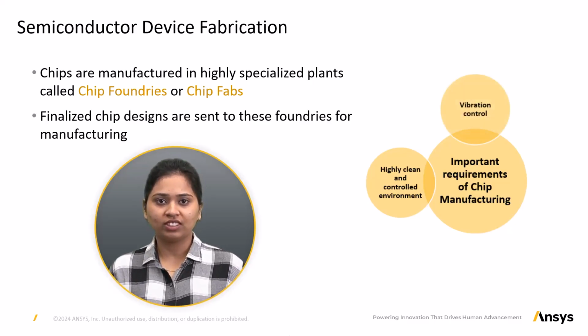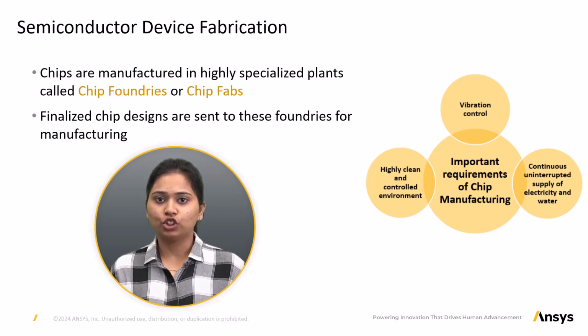Vibration can also cause damage or errors in the chip manufacturing process. Hence, the surface on which the raw material is mounted needs to be stable and have vibration damping. A continuous supply of electricity and water is required as both are crucial for the chip manufacturing process.